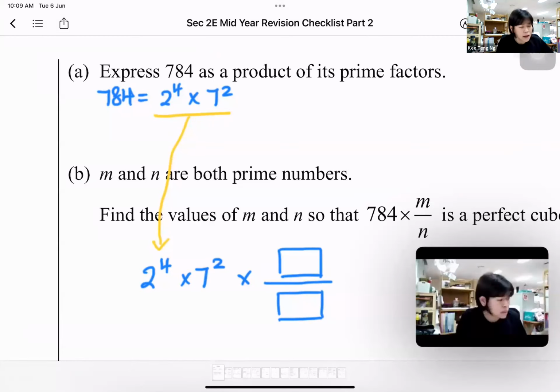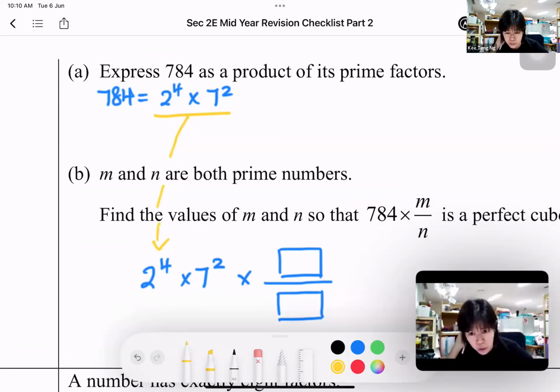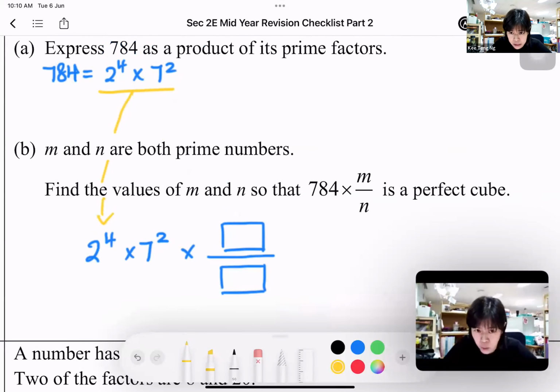Okay, now they say that M and N are both prime numbers. Take note, this is one of the key sentences over here. Both of them are prime numbers. All right, so if both of them are prime numbers, what are we going to do? They say find the values of M and N, so that 784 times M divided by N is a perfect cube, right? So I'll replace 784 with the prime factors. I want to make this a perfect cube.